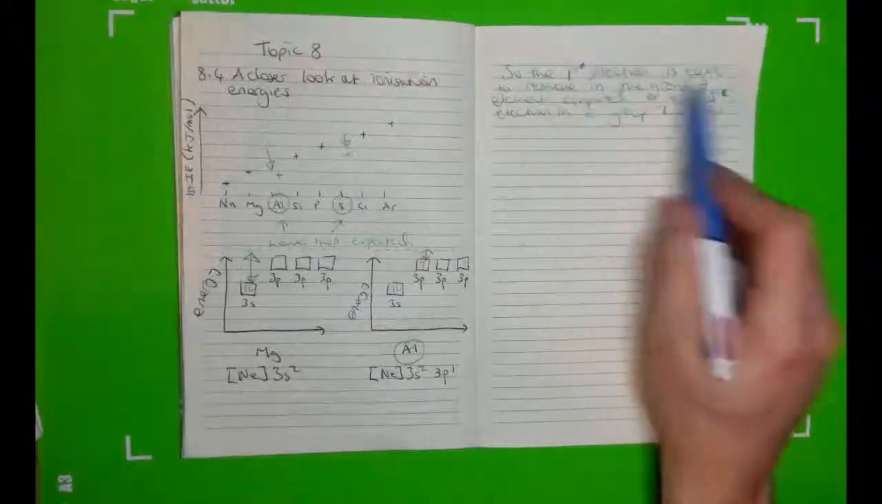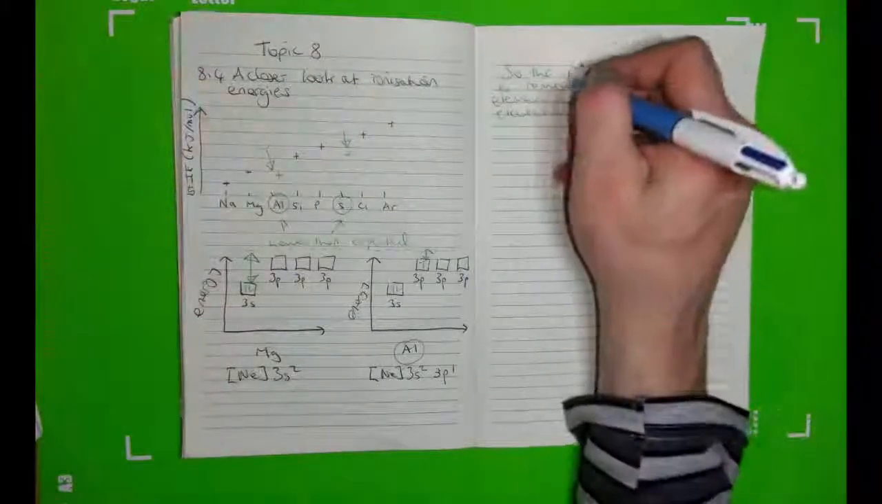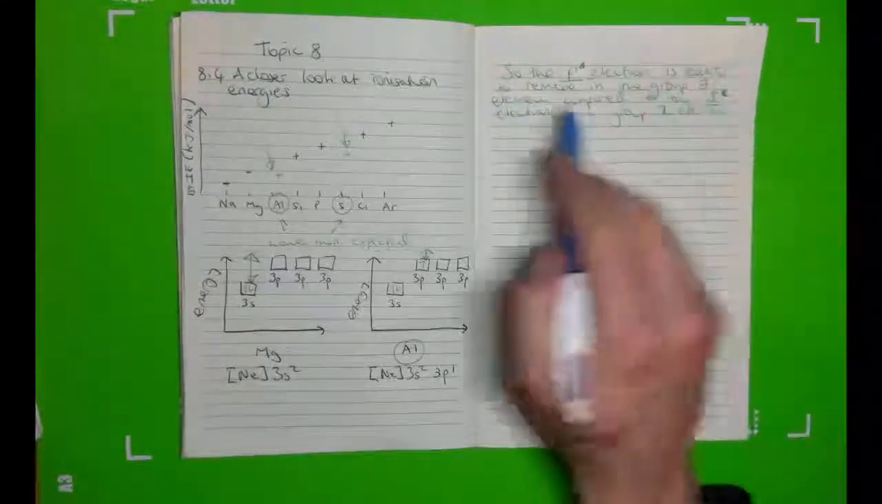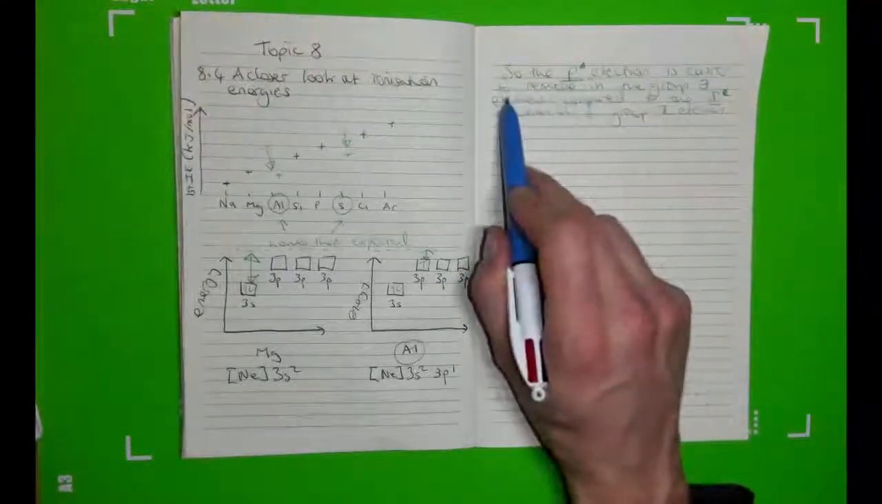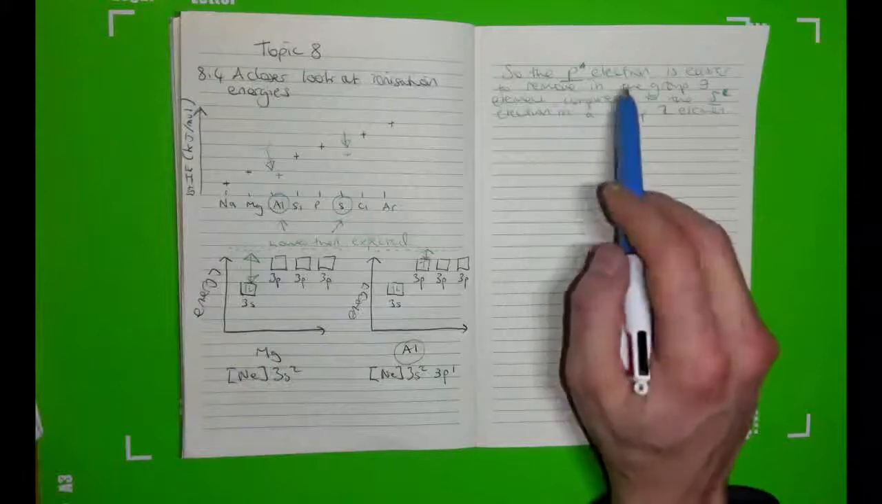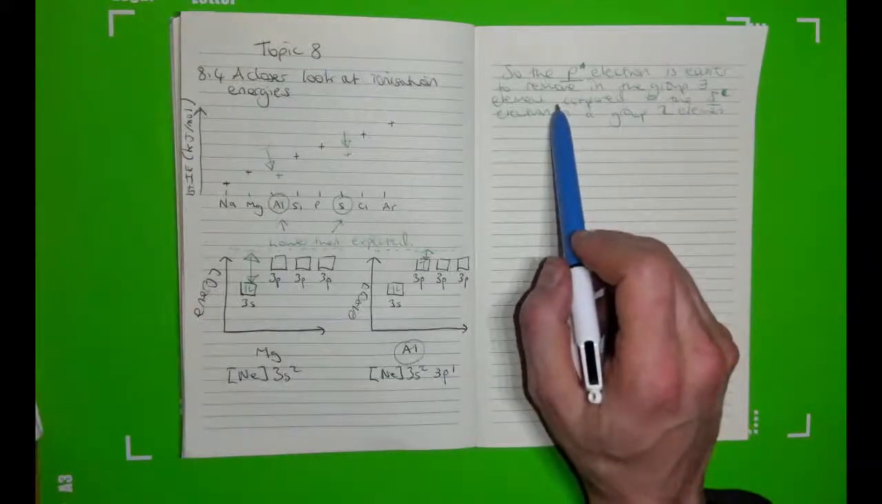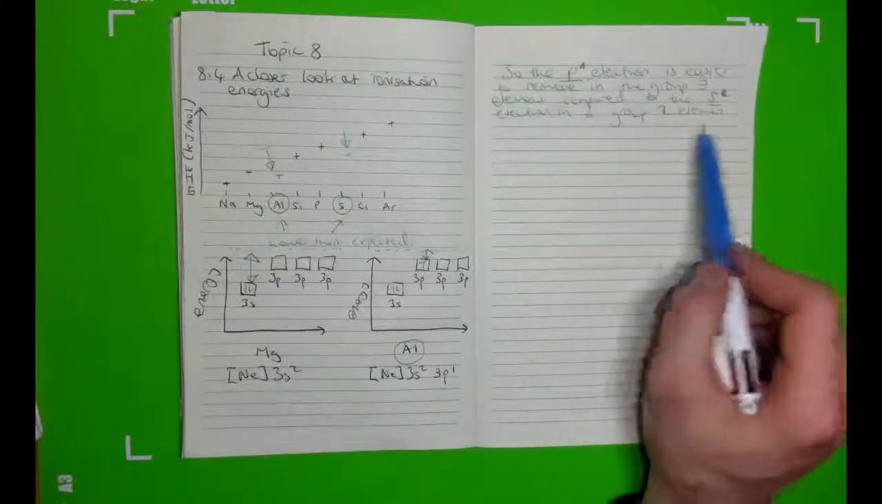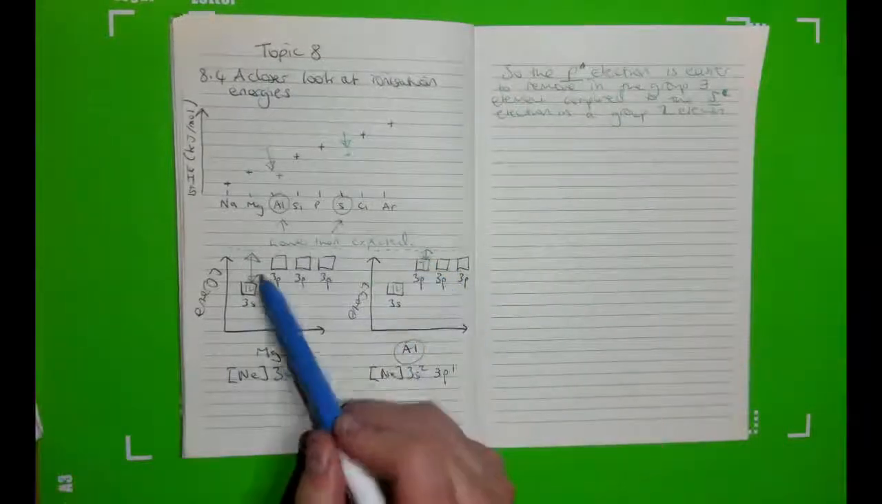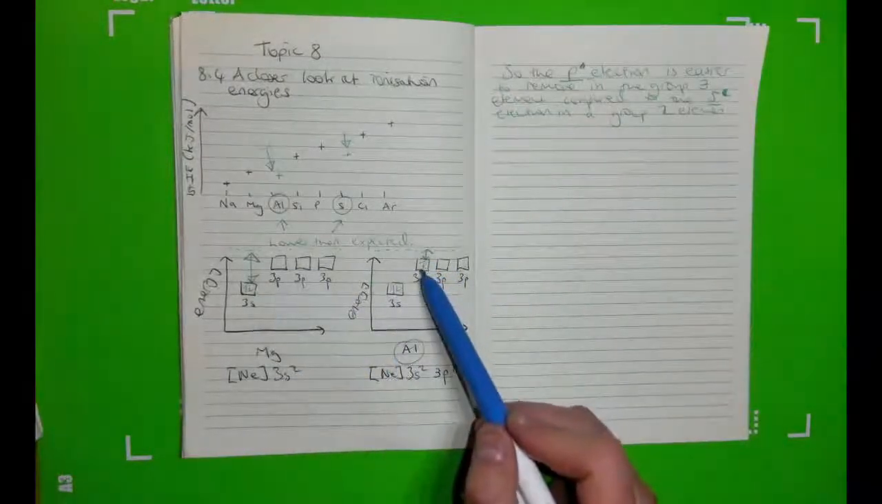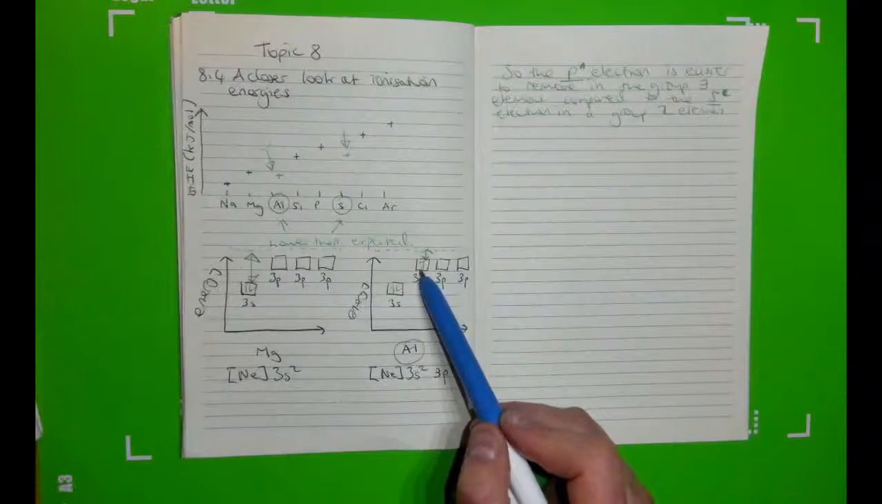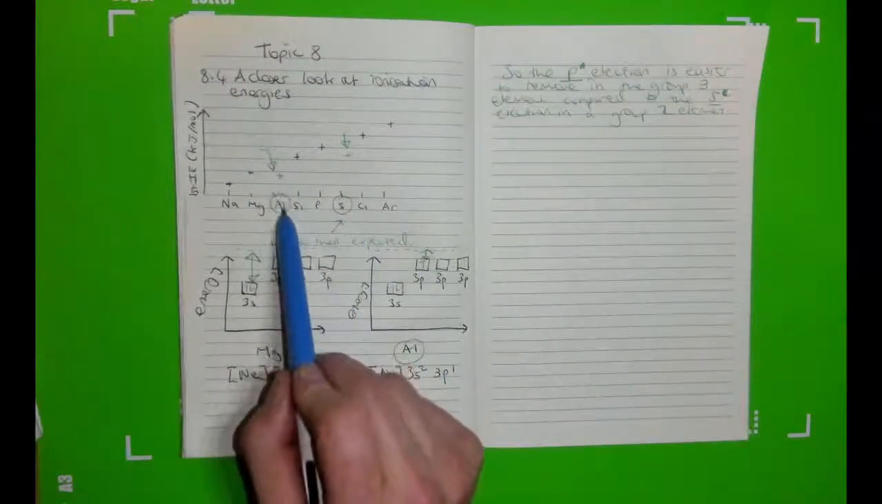I've just got rid of those numbers there, you don't need the numbers. Let's just keep it simple, P and S. So the P electron is easier to remove in the group 3 element compared to the S electron in the group 2 element. So this electron here is easier to remove than this one here. Now, if it's easier to remove, it means it has a lower ionisation energy.